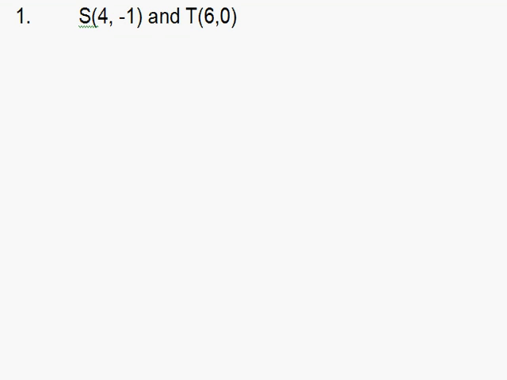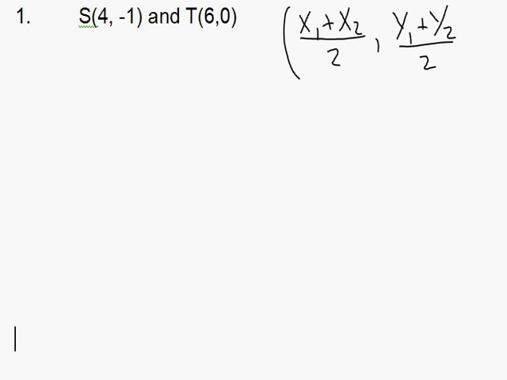The midpoint formula is a fairly straightforward formula. It's simply the average of your x's and the average of your y's. So if I write that formula here, it's x1 plus x2 over 2, and y1 plus y2 over 2. And there's the formula.